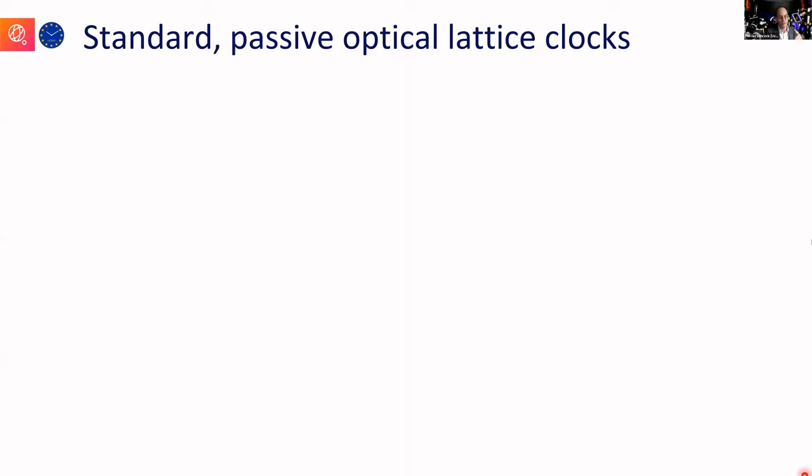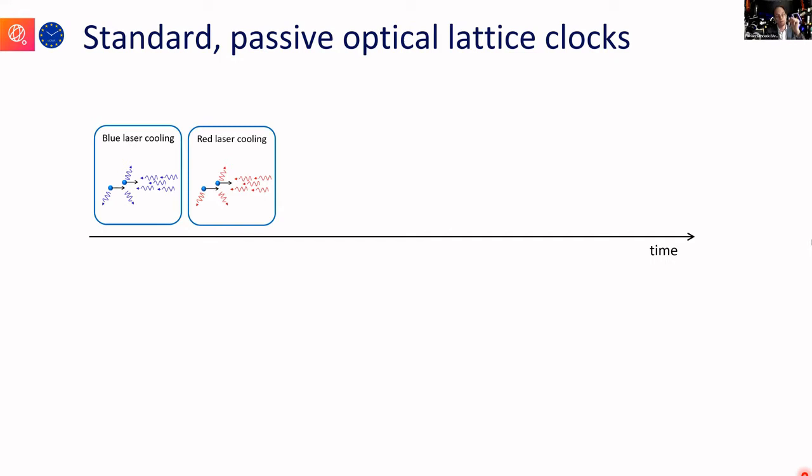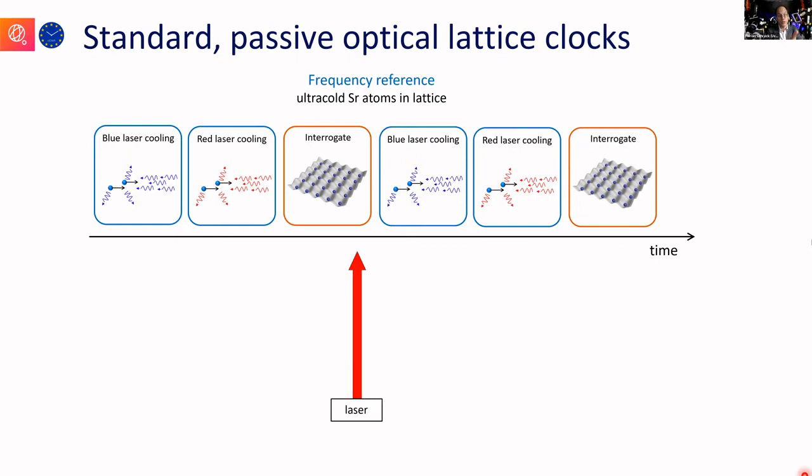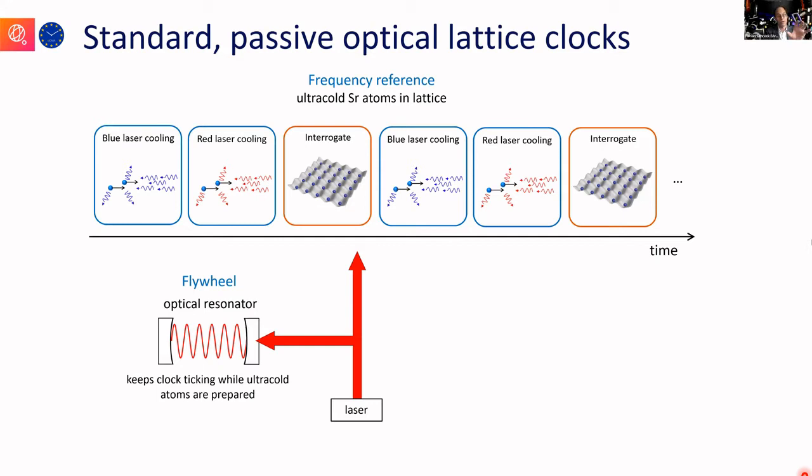We have two laser cooling stages needing two laser systems. We have to trap these atoms here, and we need a clock laser to interrogate them. Every time we interrogate, the atoms are lost, and we need to prepare a new sample. During that time, the laser has no reference, and lasers are nasty. They have no reference. They drift away in frequency. So we need a short-term frequency reference, an ultra-stable optical resonator, and we need the frequency comb.